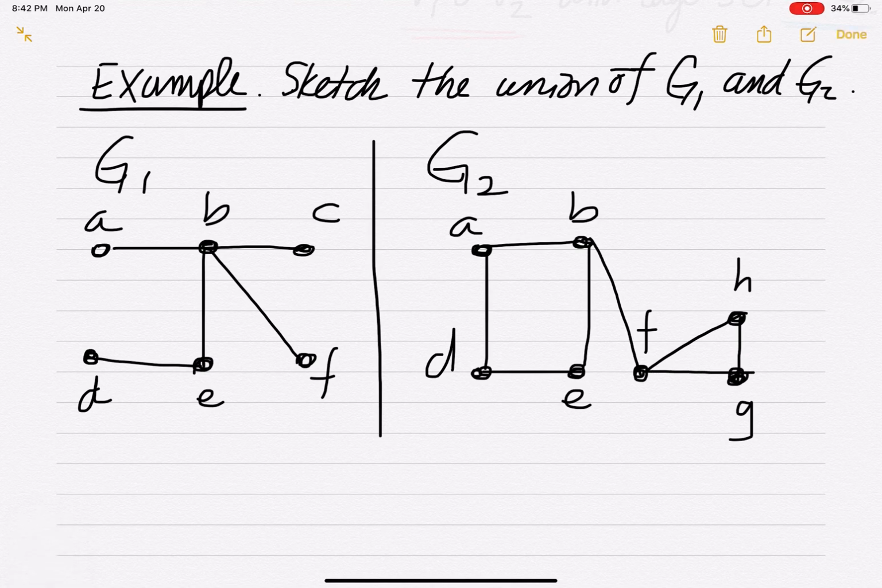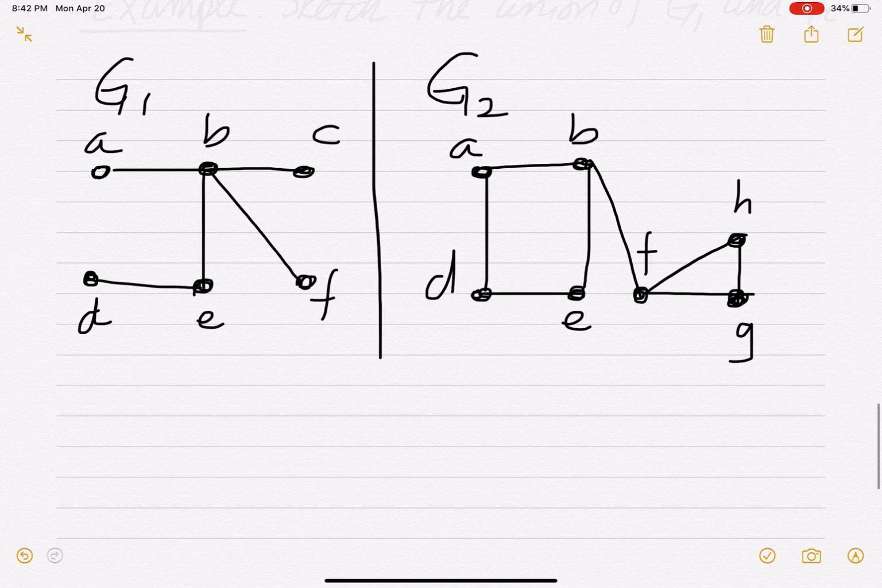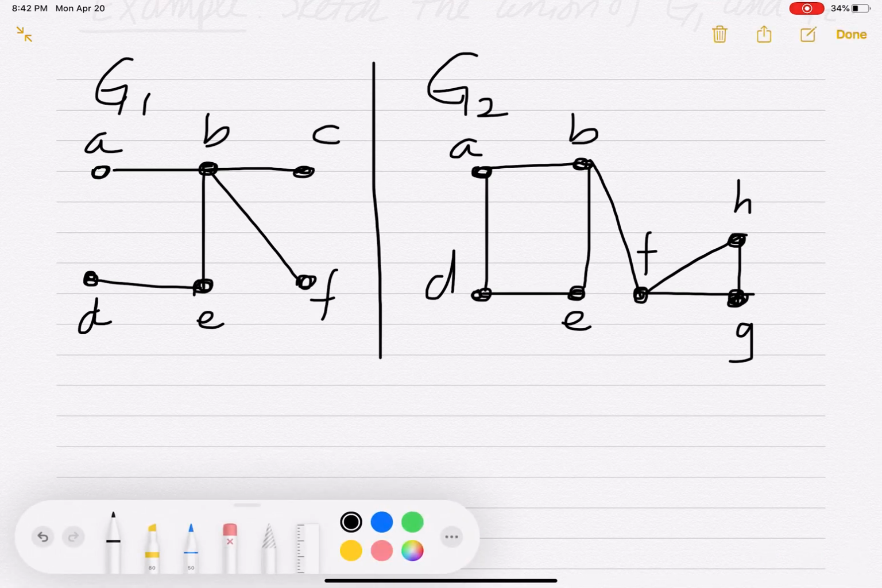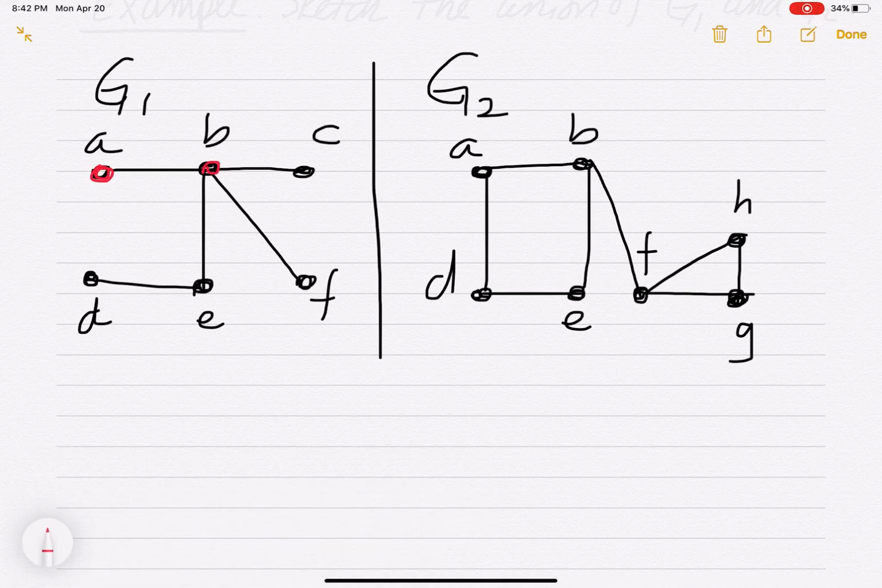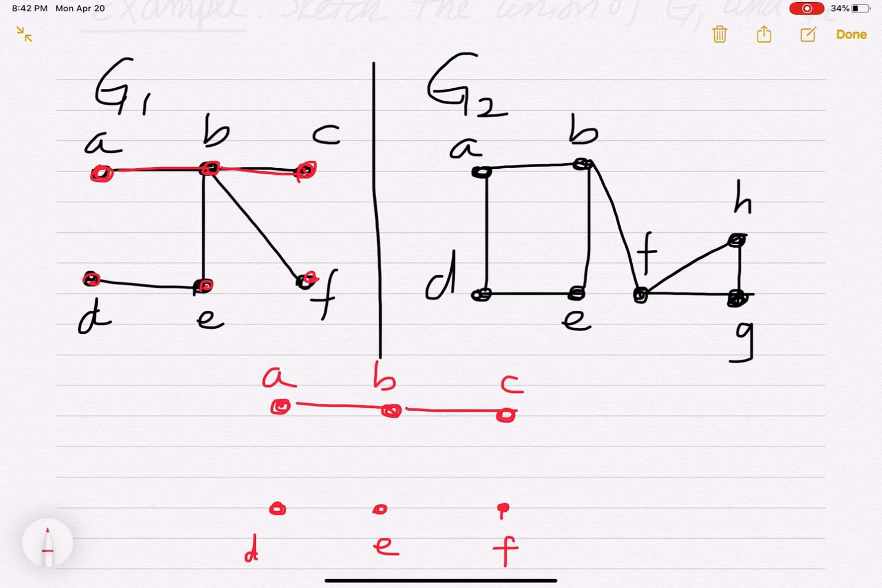Okay, so we want to union these graphs together. We want to put them together, basically. So what I have to do is keep the points from every single graph. I'm going to take A, B, C. I have to include those. I have to include D, E, and F. Those are all the points from the first graph. And we have to include all those edges: A to B, B to C, B to E, B to F, D to E.